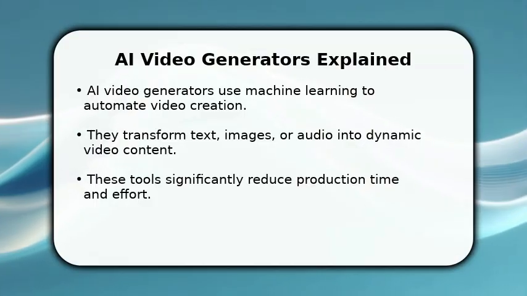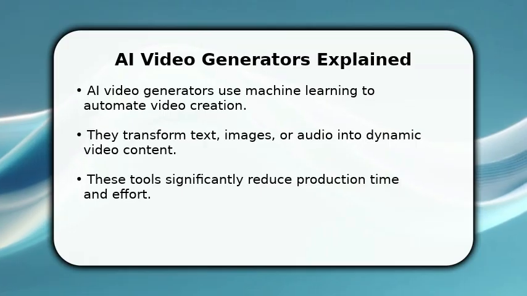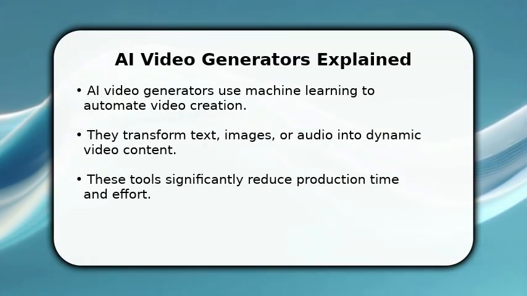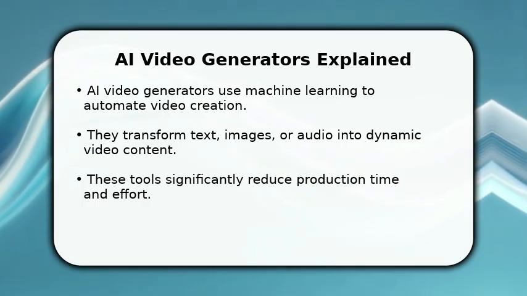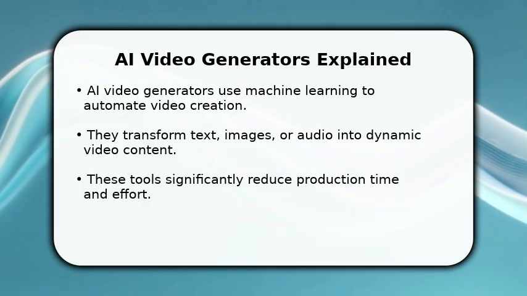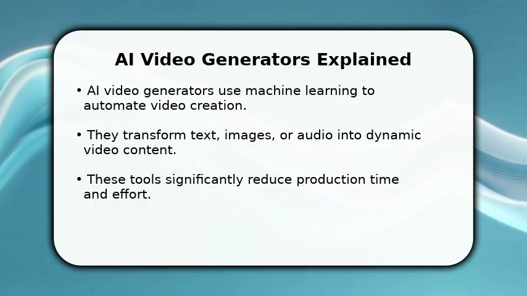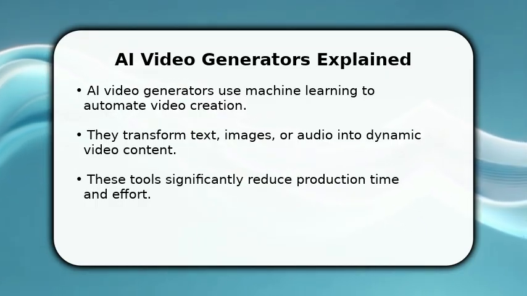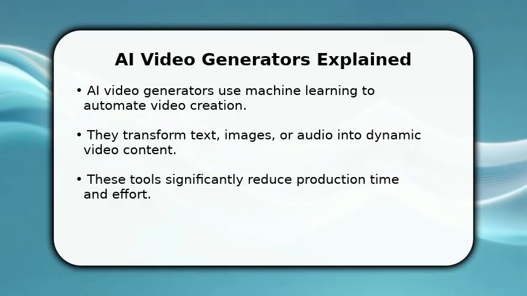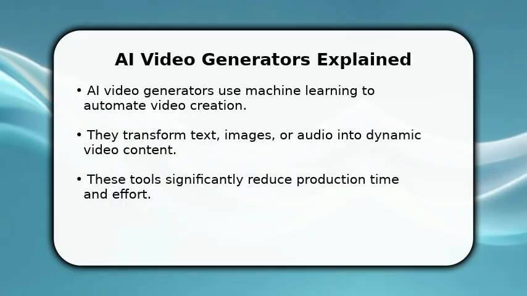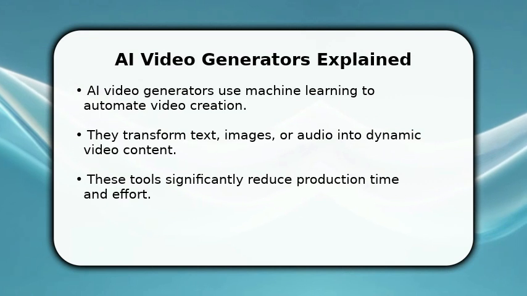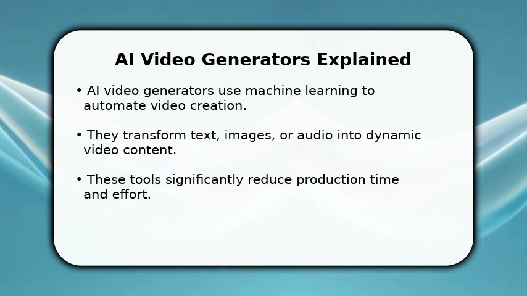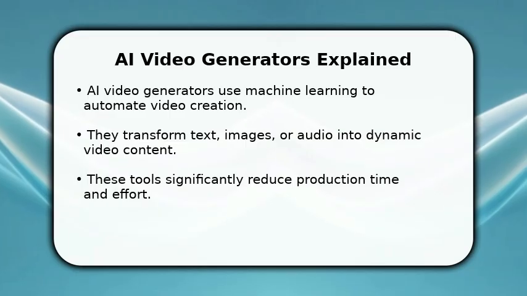In this video, I will explain AI video generator apps. These innovative tools leverage artificial intelligence to automate the creation of video content, making the process much faster and more accessible. They can take simple inputs like text descriptions, still images, or even audio, and transform them into engaging, high-quality videos. This technology is a game changer, drastically cutting down the time and resources traditionally needed for video production, allowing creators to focus more on storytelling and strategy.